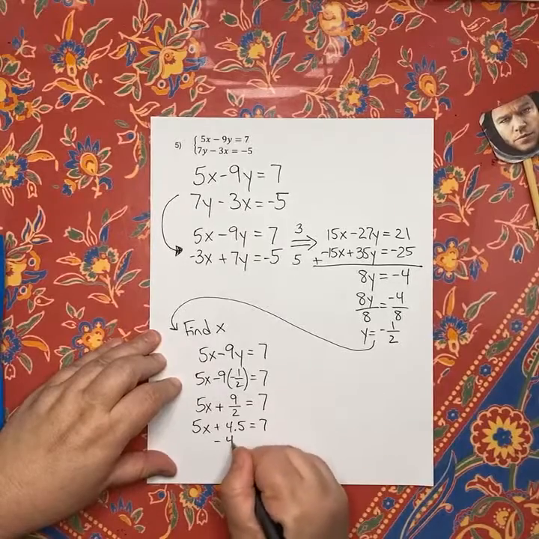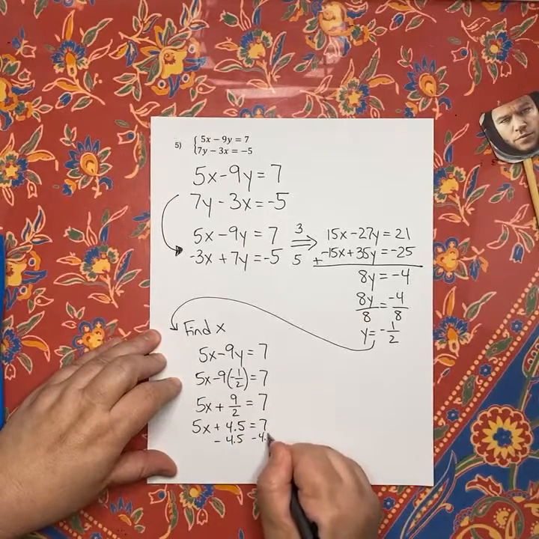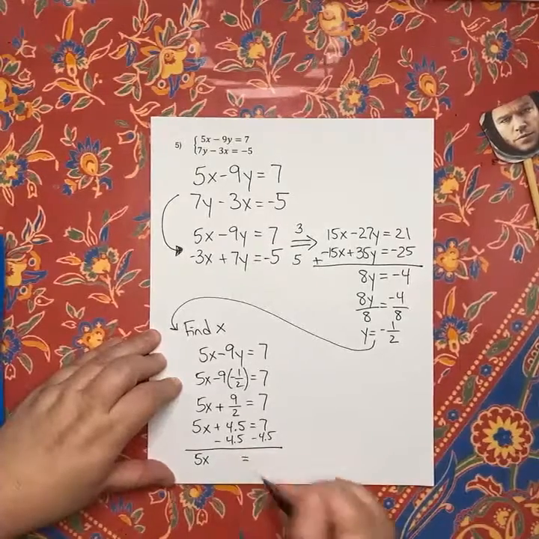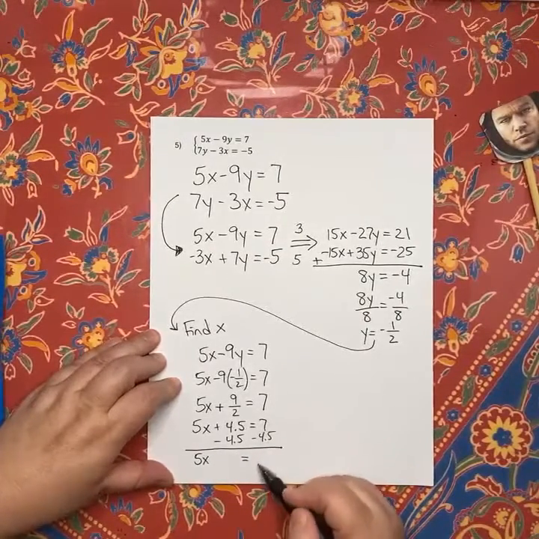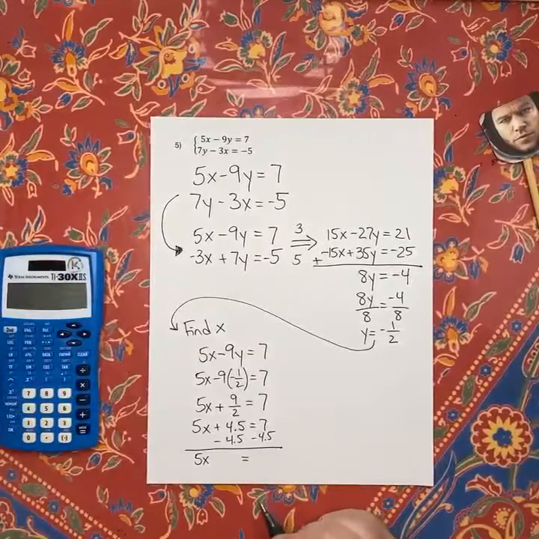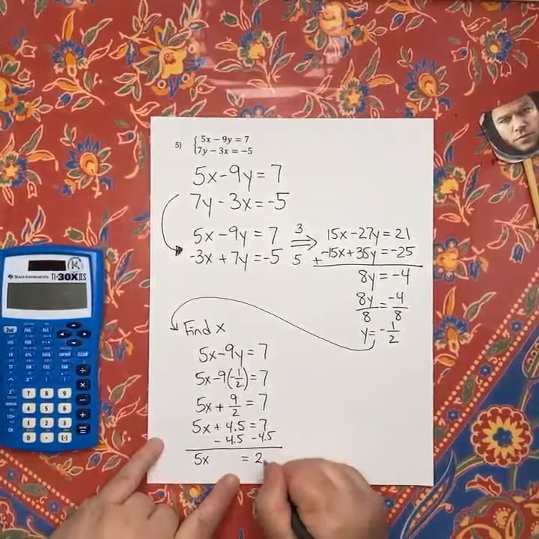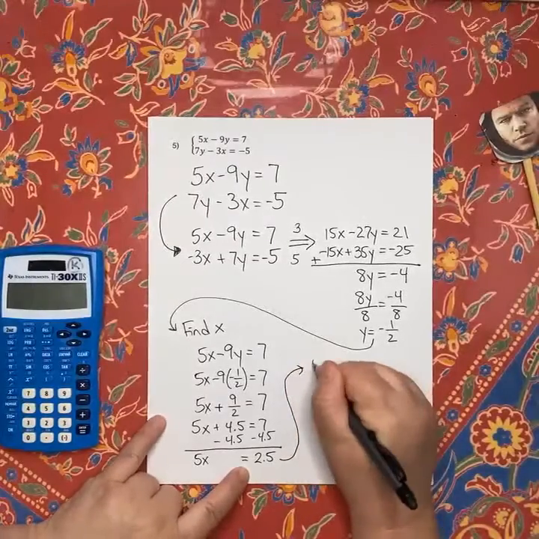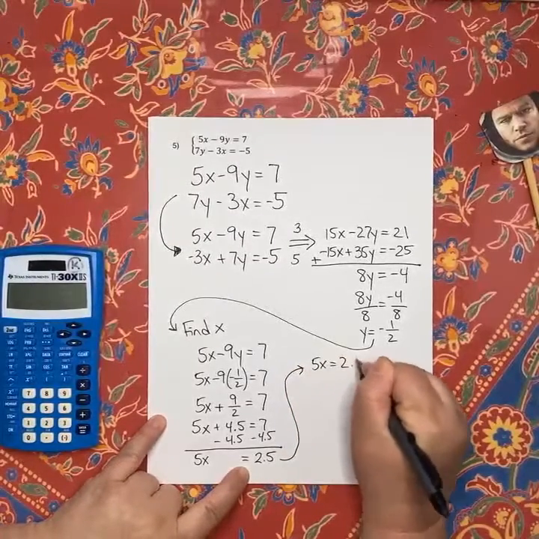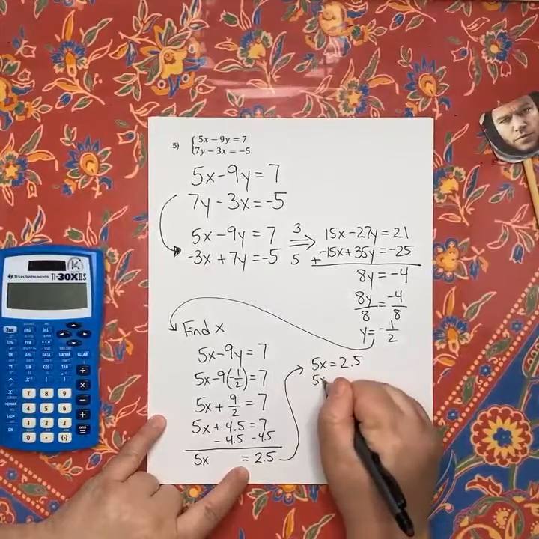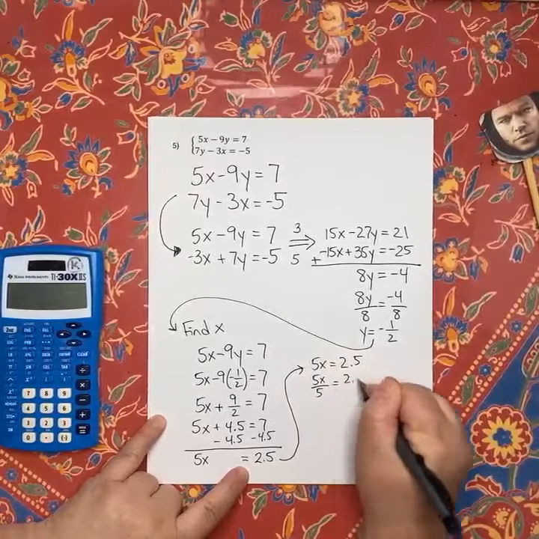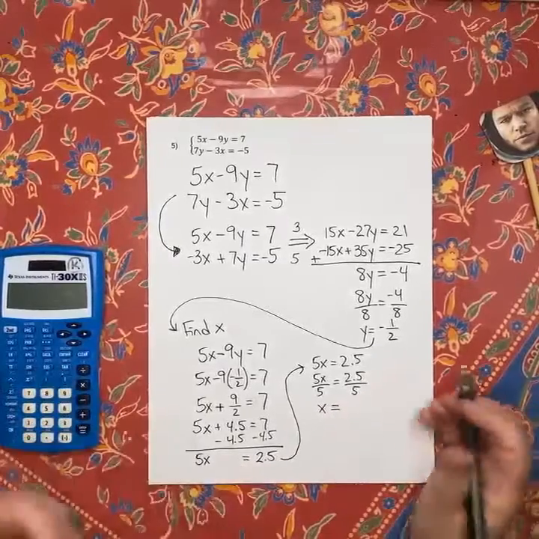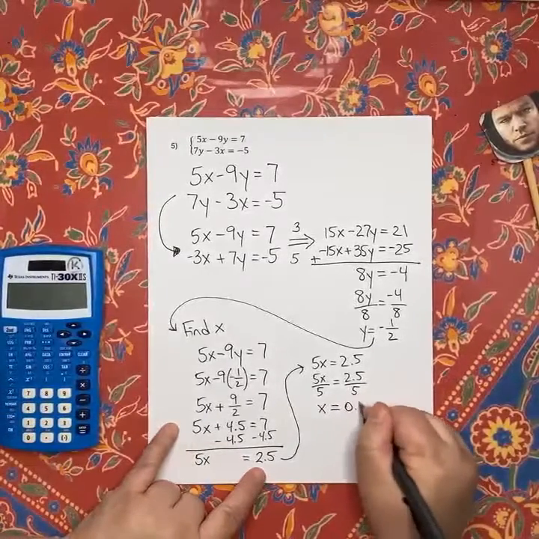Okay. Subtract 4.5 from both sides. Okay, I've got 5x equals. Now I need to know what this is. So you can always do it here. I happen to know it's 2.5. But you can calculate that. Okay, so if 5x equals 2.5, then 5x over 5 equals 2.5 over 5, or x equals, and I happen to know that that is going to be 0.5 or 1/2.